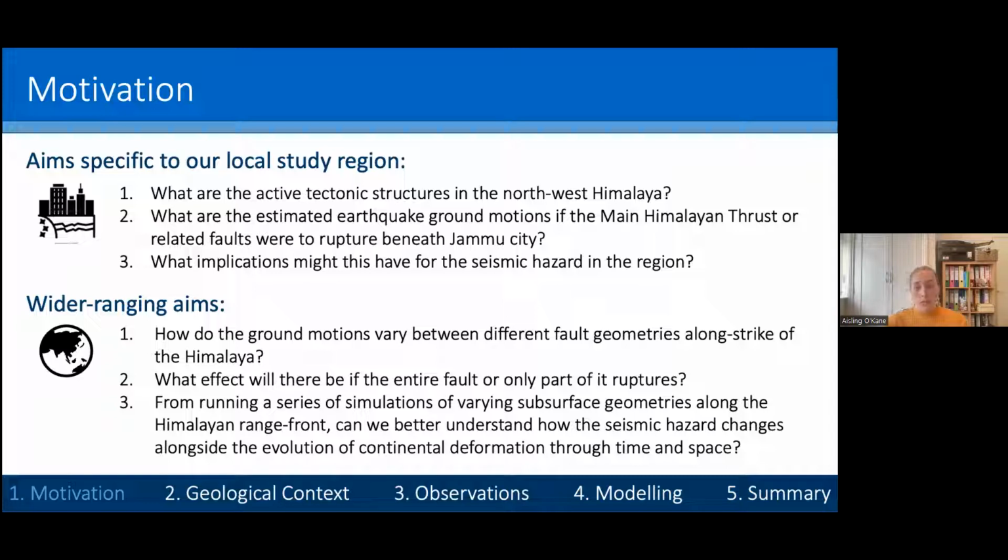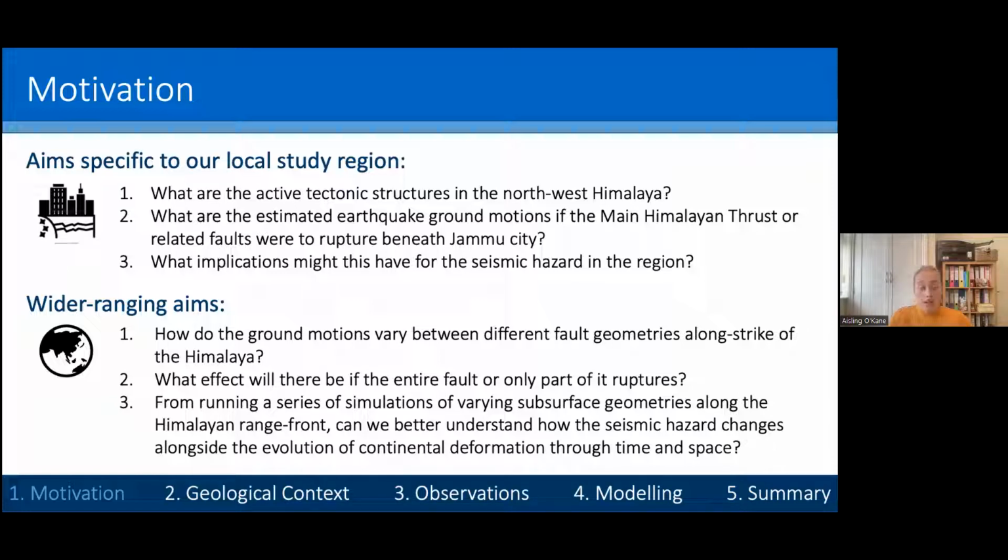So what we did is we applied it to a site-specific study in the Northwest Himalayas, in one of these known apparent seismic gaps. And we had both some local and some general aims for the project. Firstly, specific to the area, we wanted to identify the active tectonic structures, see what's currently active, and what estimated ground motions there would be if the main Himalayan thrust beneath Jammu were to rupture. And hopefully that would improve our understanding of the current hazard there.